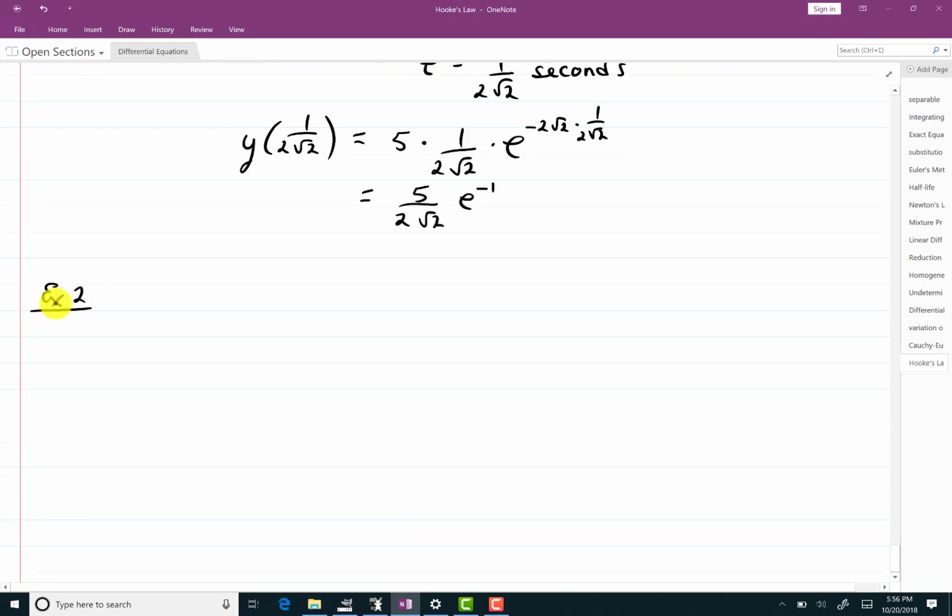For my second and last example, because there's really not a lot to talk about here, it really doesn't change much of the problem from before. We just added a term. Here in this next one, we have a mass weighing 10 pounds stretches a spring 2 feet.